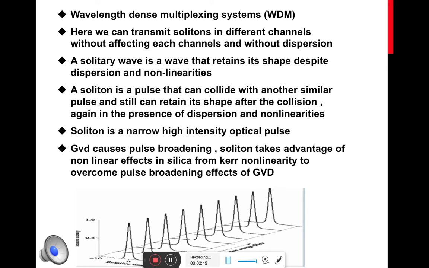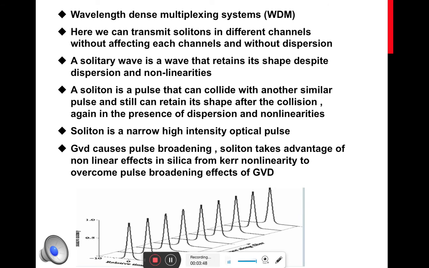A soliton wave is a wave that retains its shape in spite of the dispersion and the nonlinearities. How does it retain its shape? Associated with dispersion is group velocity dispersion. Because of group velocity dispersion, there is a broadening of the pulse, and because of nonlinearities there is also a broadening of the pulse. The nonlinearities are mainly due to the Kerr effect. These two effects nullify each other. The group velocity dispersion causes one broadening and the nonlinearities cause another broadening, and these two broadenings are equal and opposite in direction such that they nullify each other, and hence the soliton pulse is unaffected. This is the basic principle behind which the soliton works: the counteraction between the group velocity dispersion and the nonlinearities.